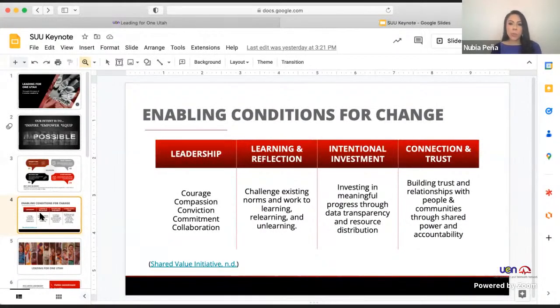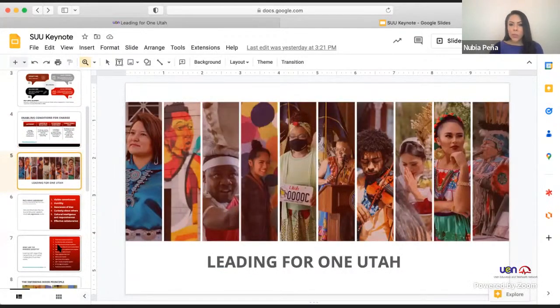Building trust and relationships with people and communities through shared power and accountability. That means that we're asking the people when our policies are affecting them, what policies they need to be able to be positively impacted. How can we grow the table to make sure that that feedback loop is consistent and that people who we are serving are at the table with us, growing the direction, shaping the direction, and helping us understand where as an organization we need to go. So Leading for One Utah provides us with an opportunity to ask the hard questions, but to mobilize in a way where no one is left behind.